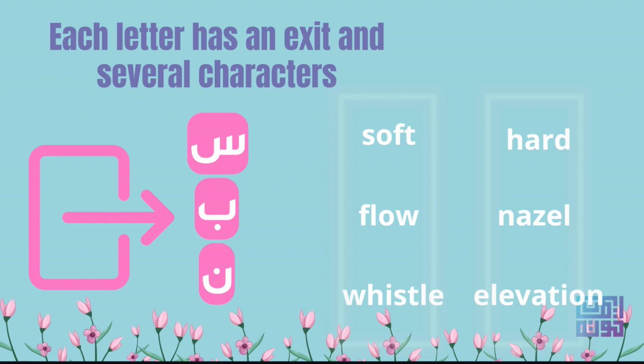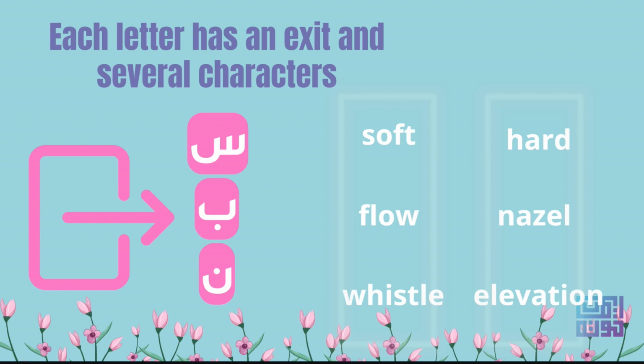Let's try again. As. The tongue is at the back of the teeth and it is guiding the air to go out in this whistling sound. Let's try again. As. As. Okay, so this is the makhraj. This is the exit of the Sin. This is how we pronounce the letter Sin.